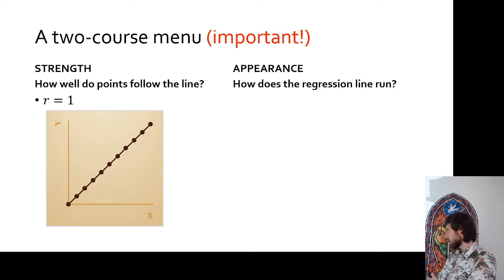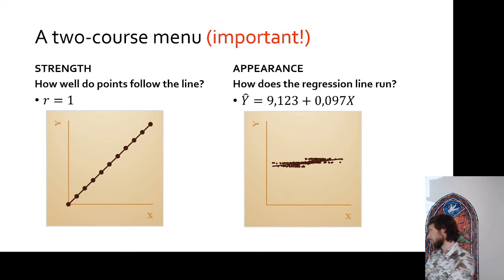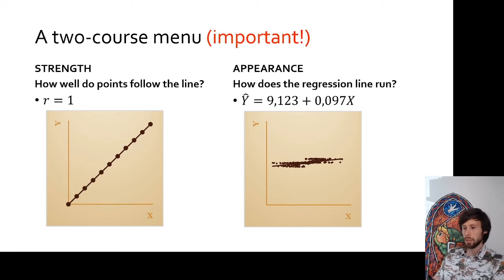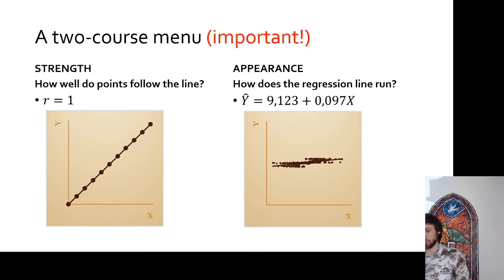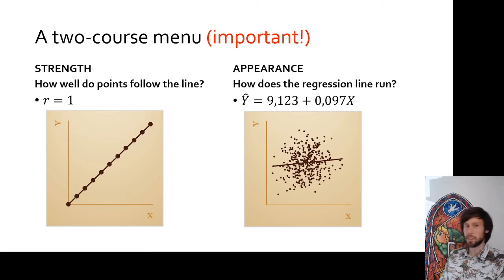Similarly, you can say, well, I want to describe how the regression line actually runs. So let's calculate those regression coefficients. And I have, at some point, these regression coefficients, an intercept of 9.123. I'm just giving you an abstract example here, right? And then we have a slope of 0.097x. That must mean that my scatter plot looks like this. Well, I suppose it could also look like this.